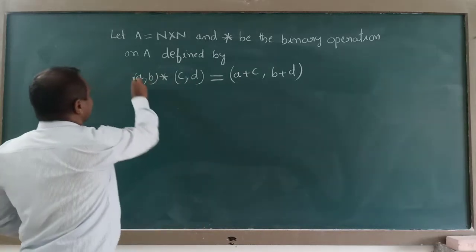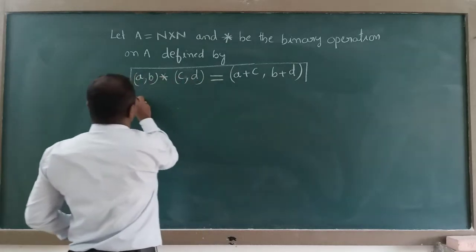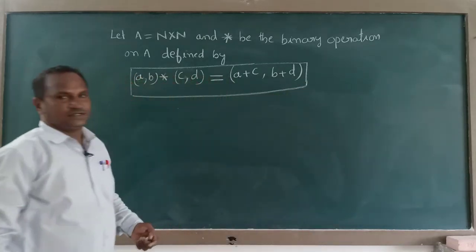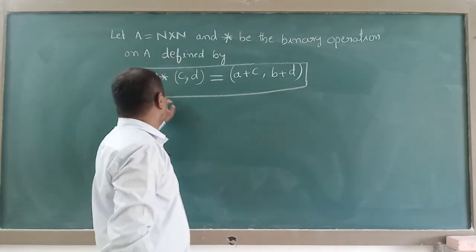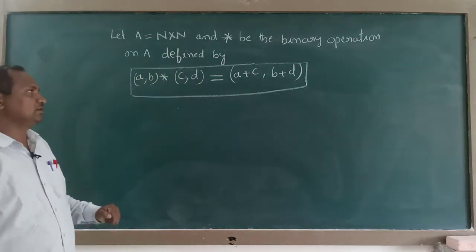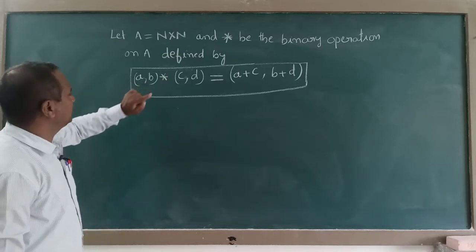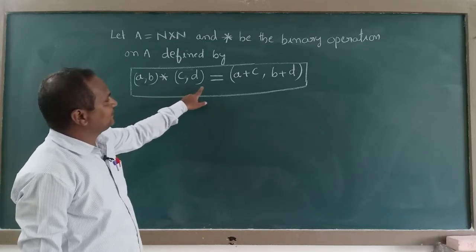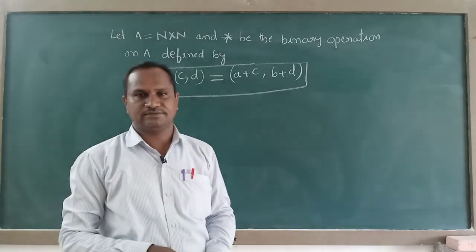They gave this definition. Based on this definition, they are asking 3 questions. This definition is defined on the set of all natural numbers only. Here A, B, C and D belong to the set of all natural numbers. On those natural numbers, they define one definition, that is A comma B star of C comma D is equal to A plus C comma B plus D here.